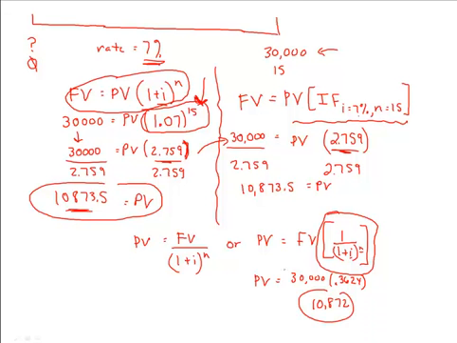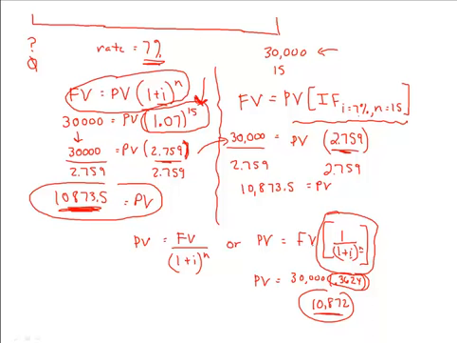Which is hopefully very close to what we got the first time we did it. The reason I'm off by $1.50 is because I rounded. This interest factor is rounded. If I had carried it out more decimal places, I would have gotten a more accurate answer.